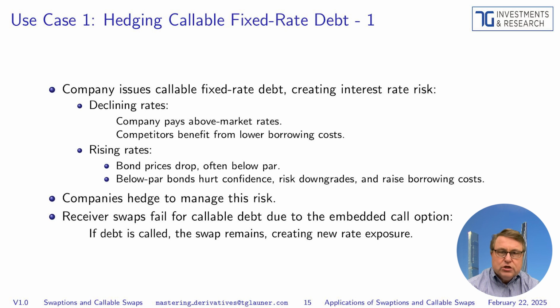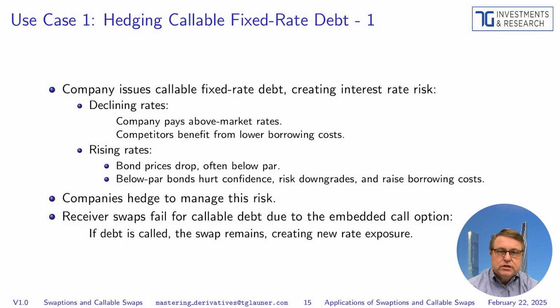When a company issues callable fixed rate debt, it faces interest rate risk. If rates decline, the company is locked into paying above market rates, while competitors may benefit from lower borrowing costs. Conversely, if rates rise, bond prices typically drop, often below par value. This can undermine investor confidence and potentially lead to credit downgrades and increased future borrowing costs.